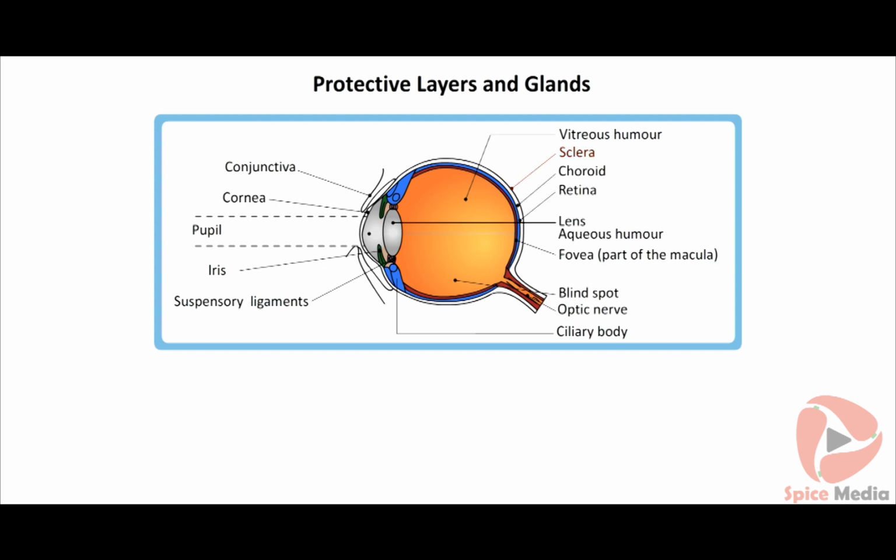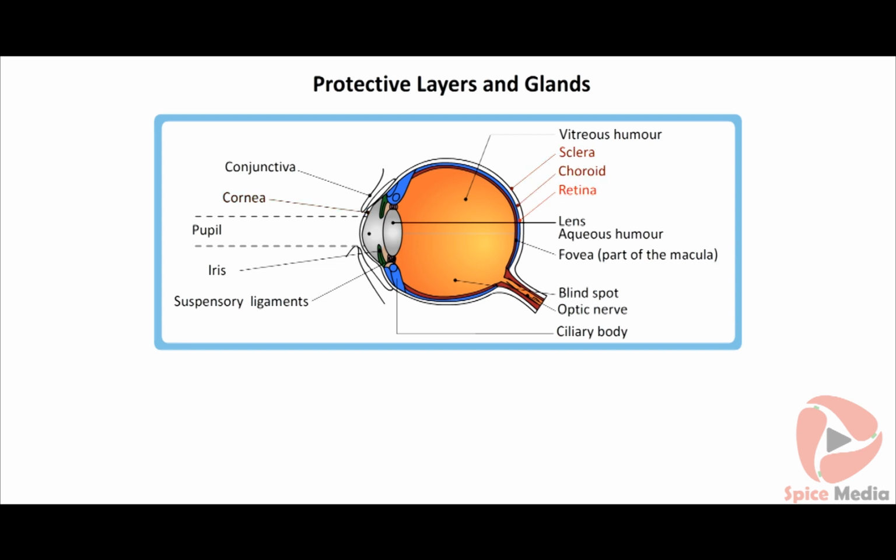Sclera is the outermost layer covering the eye. It is tough and fibrous. Sclera forms a transparent structure called as cornea. Cornea allows light to pass through it. Choroid is the middle layer of eye. It has a large number of blood vessels. These blood vessels carry blood to and from the eye.